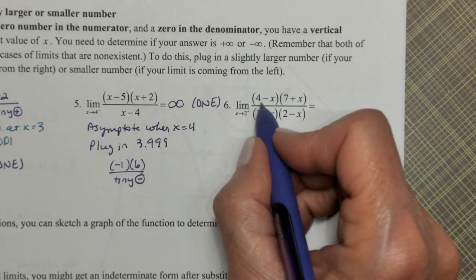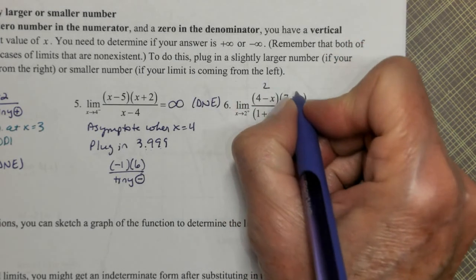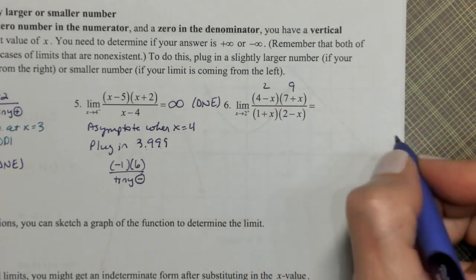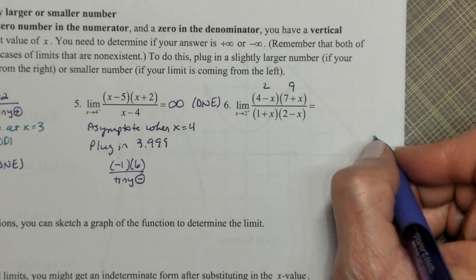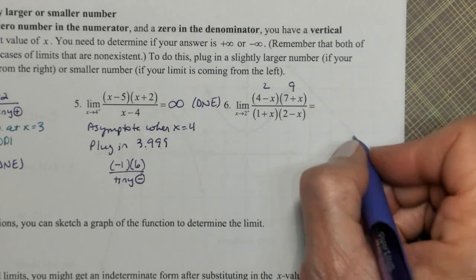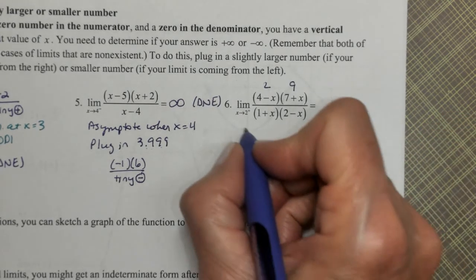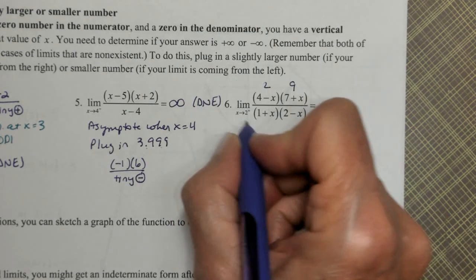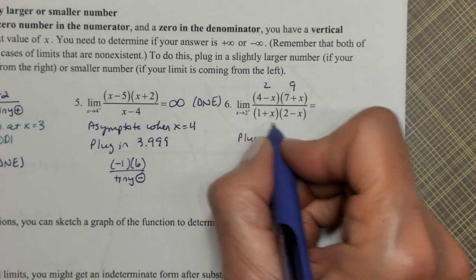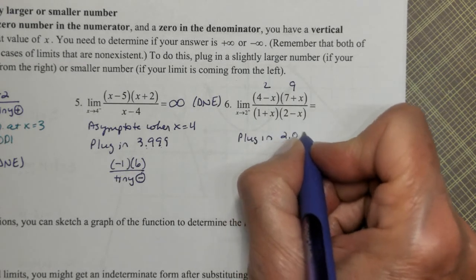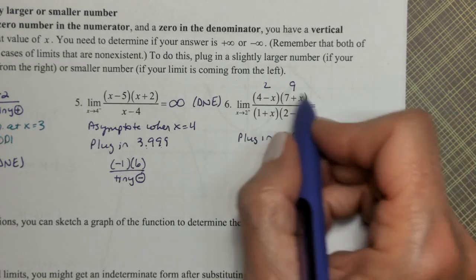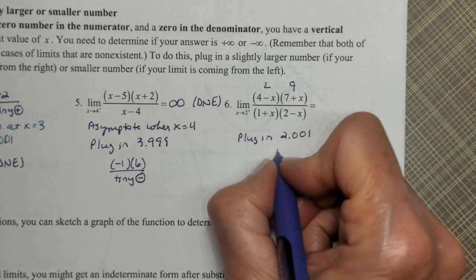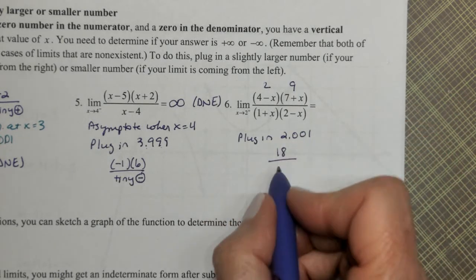If I do put 2 in for x up here, I would have a 2 times a 9. 18 on top, 0 on the bottom. Okay? I know my answer is going to be positive or negative infinity. So I plug in something slightly larger than 2, maybe 2.001. Up on top, we still have 18. Positive 18.